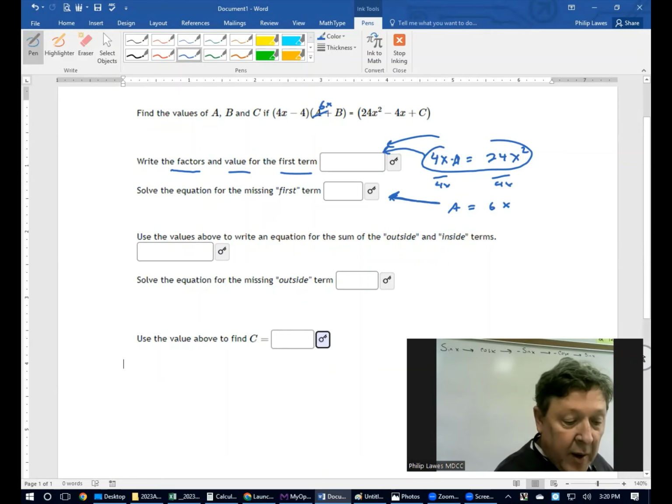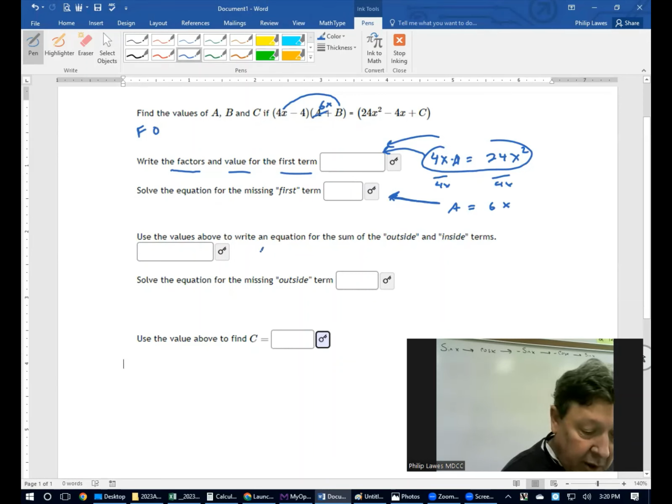I'm going to multiply the two outsides. Remember the FOIL method. The outsides are 4x times b. So this equation is going to say 4x times b plus, not equals, plus the insides. And so that's negative 4 times 6x, which is negative 24x. And we know that gives us the middle.